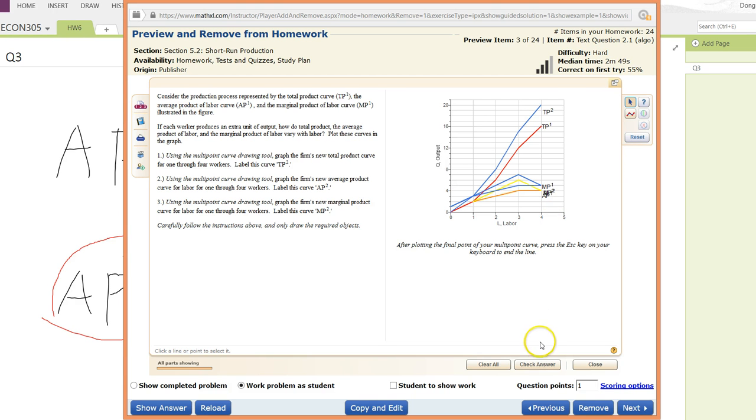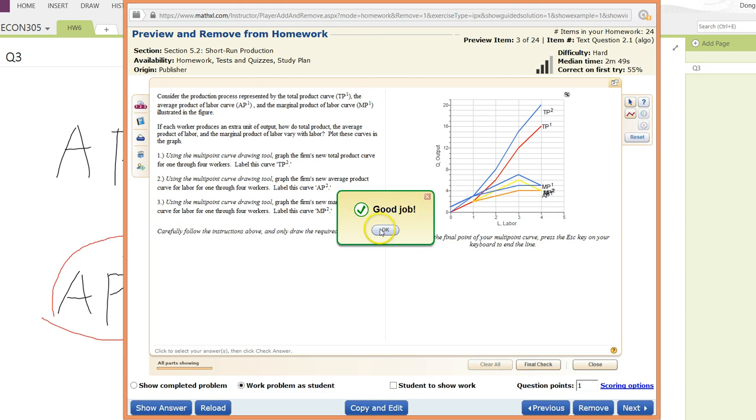Now let's check our answer. Good job. The upshot of this question is that for the TP curve, the amount of the upward shift depends on the number of laborers, but for the average product and the marginal product, it's always the same. It's constant.